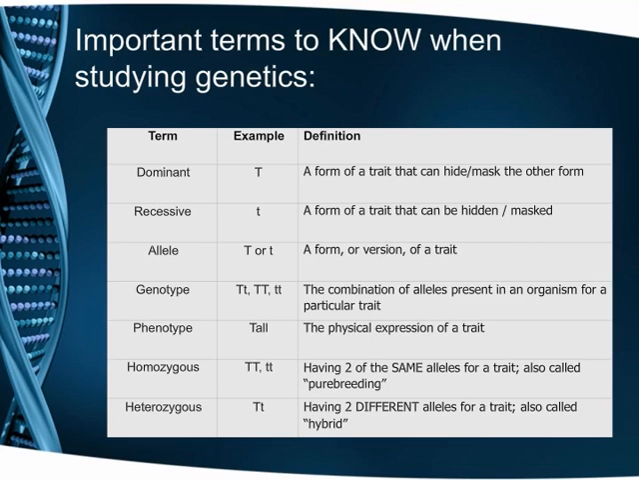So for example, if the genotype is big T, little t, or big T, big T, the phenotype, the physical expression, would be tall. The term homozygous refers to having two of the same alleles for a trait, which is also called pure breeding because the parent can only pass on that allele to his or her offspring. So homozygous genotypes would be big T, big T, or little t, little t. On the other hand, heterozygous means having two different alleles for a trait, which is also called hybrid. This would be, as an example, big T, little t.